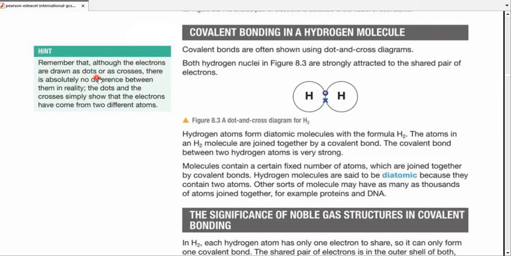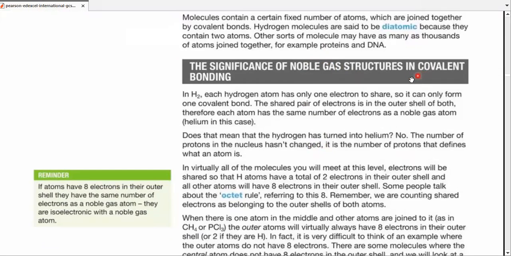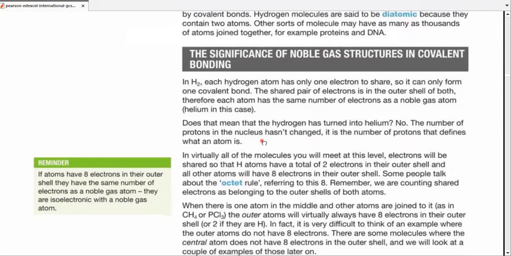Remember that although the electrons are drawn as dots or as crosses, there is absolutely no difference between them in reality. The dots and crosses are simply an illustration that tells us where the electrons come from in the two different atoms. The significance of noble gas structures in covalent bonding. In H2, each hydrogen atom has only one electron to share, so it can only form one covalent bond. The shared pair of electrons is in the outer shell of both. Therefore, each atom has the same number of electrons as the nearest noble gas, helium in this case.